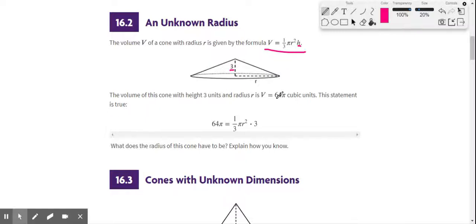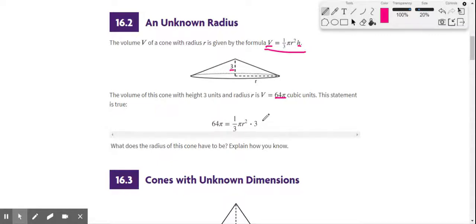I'm told that the volume is 64 pi cubic units, so I'm going to substitute 64 pi for the v in this formula. And this is what it will look like after I've done that substitution. So instead of the letter v for volume, I have the volume, and then I have the formula 1/3 pi times the radius squared, because I don't know the radius, times the height.